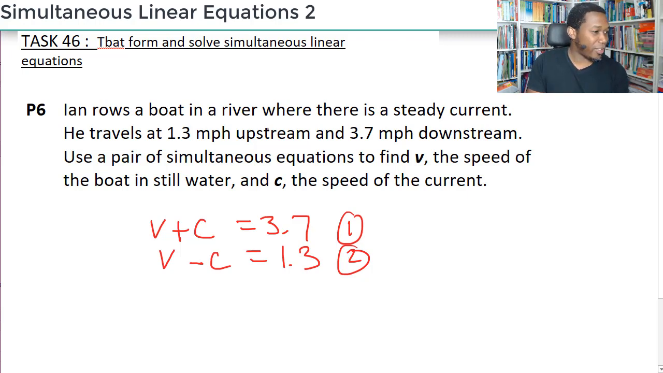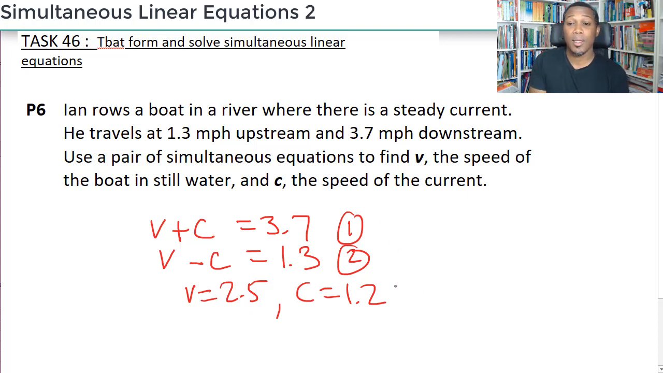The final answer was you would get that V is equal to 2.5 and C is equal to 1.2. Those are the solutions. So that's the equations and those are the solutions. The reason this model works: how do you move? You have a speed, the speed plus the current. The current of the water is pushing you.